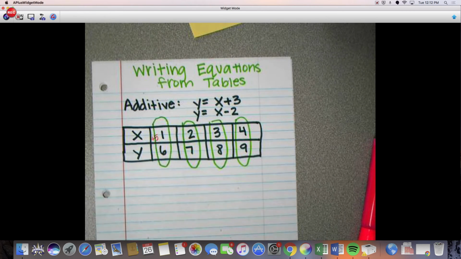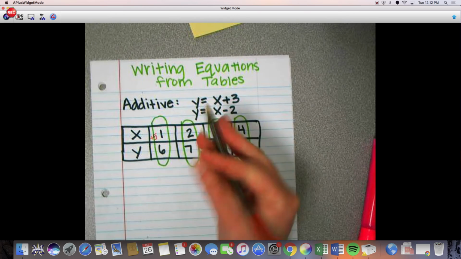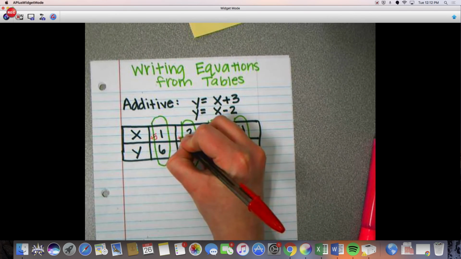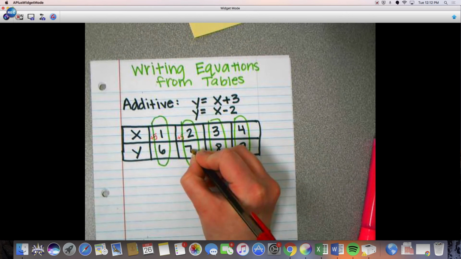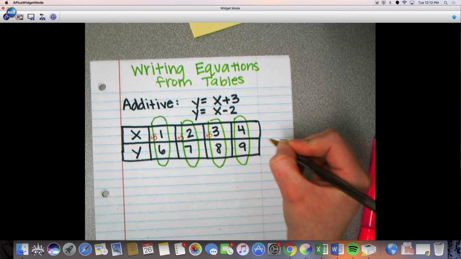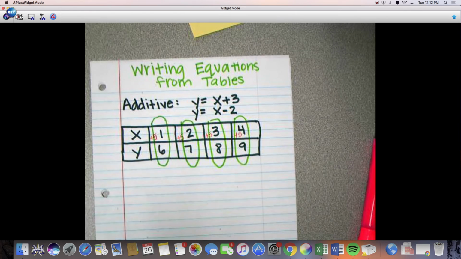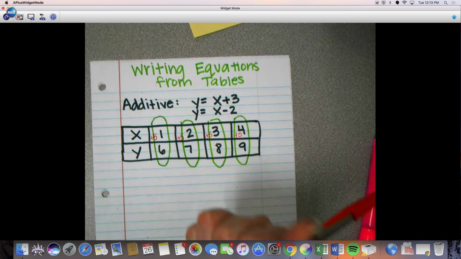Now, a rule means it has to be the same for everybody. So that plus 5 rule has to work on all of these sets of numbers. What is 2 plus 5? 7. What is 3 plus 5? What is 4 plus 5? 9. So it works on all of our sets of numbers.